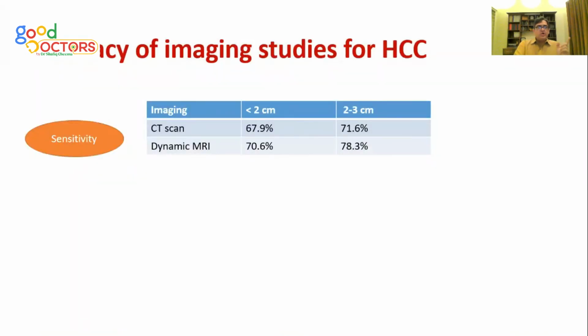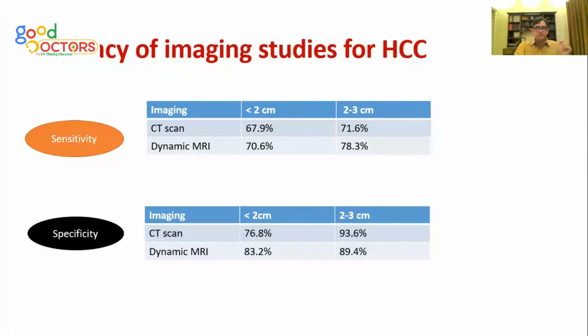So still we don't have a 100% test in imaging modalities, and we can see that once the size is less than 2 centimeters, the sensitivity is around 70%. So there are possibilities of missing a tumor if the size is less than 2 centimeters. Specificity is good enough, but sensitivity remains a challenge.